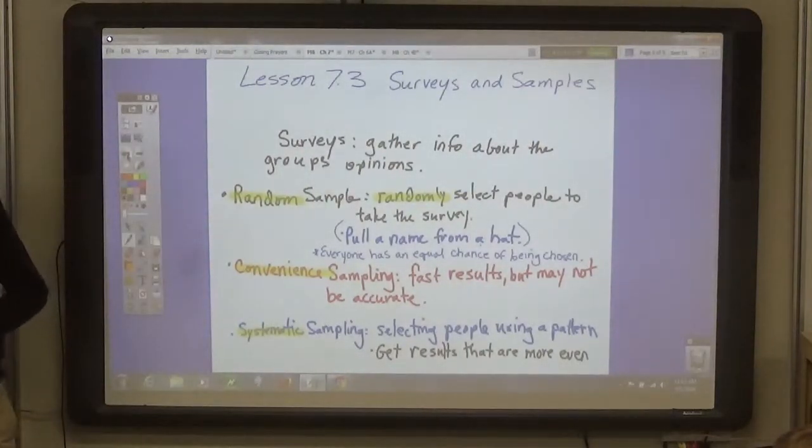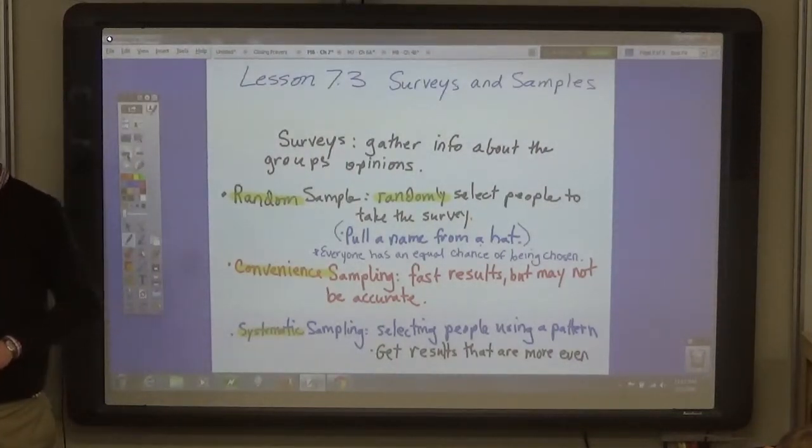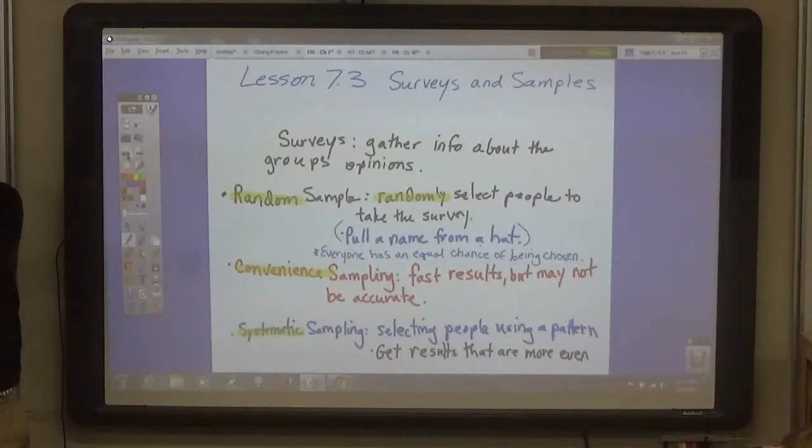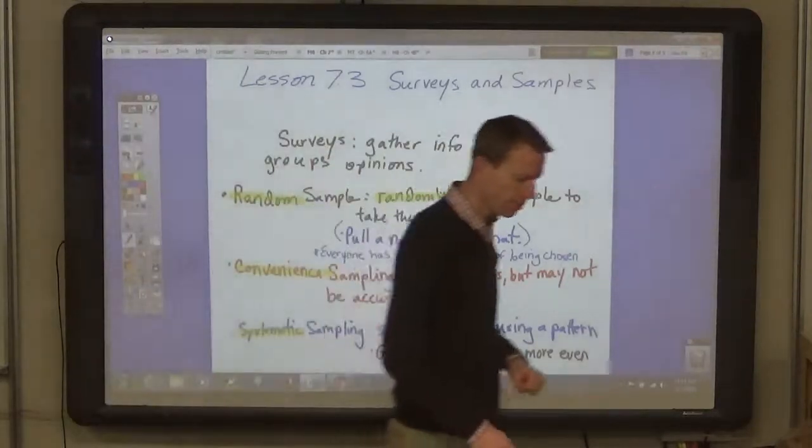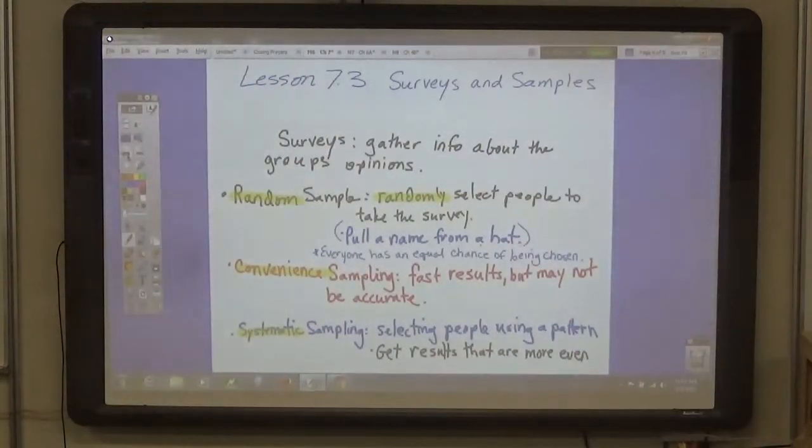So, read through these and pick the best method of surveying to answer these questions, all right? So do 1 through 14 for tomorrow. 1 through 14.